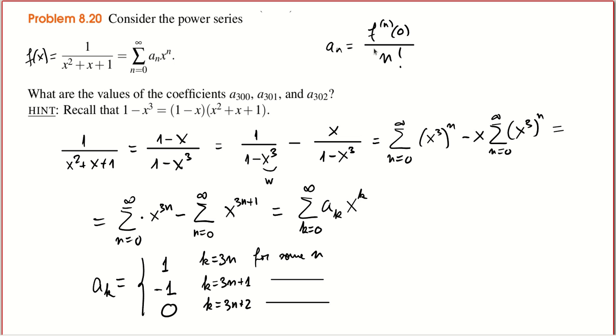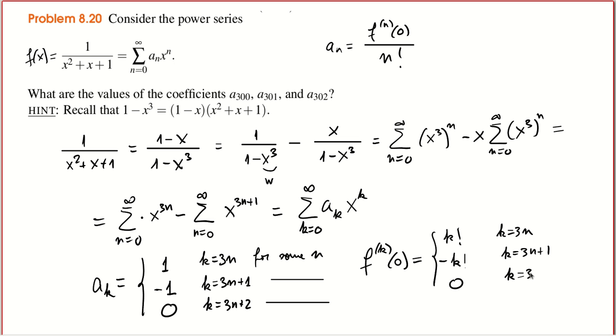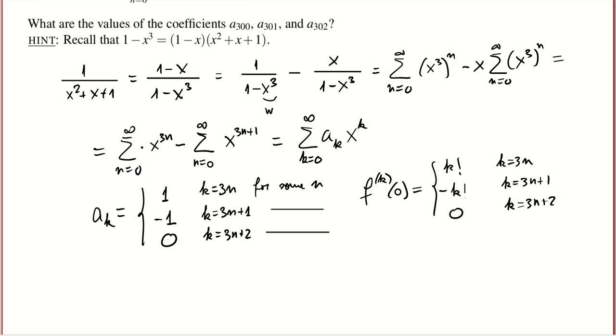Which means that the corresponding derivatives, f^(k)(0), are equal to k factorial if k is a multiple of 3, minus k factorial if k is a multiple of 3 plus 1, and 0 if k is a multiple of 3 plus 2, because we have to multiply by k factorial. And now we just have to look for the answer to the question here. We need to find the coefficient a_300. So what is a_300?